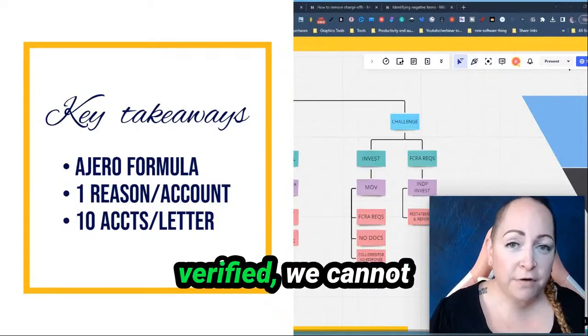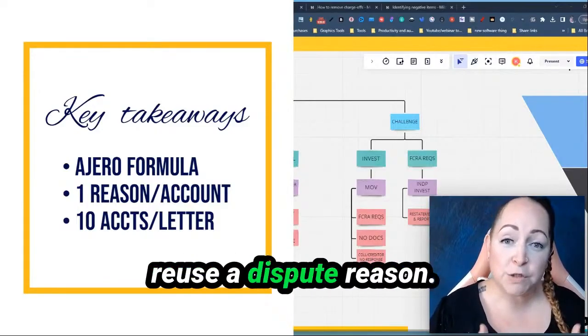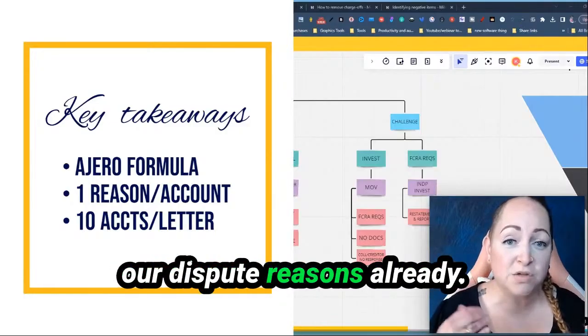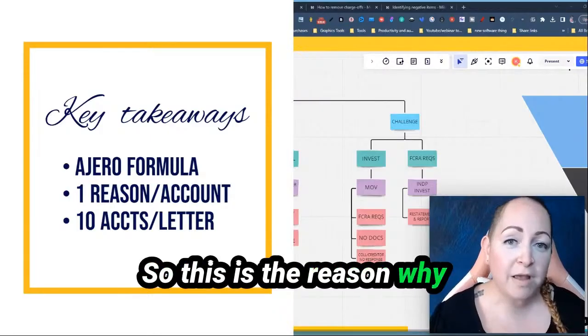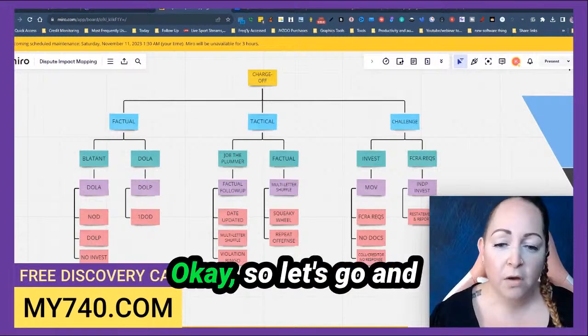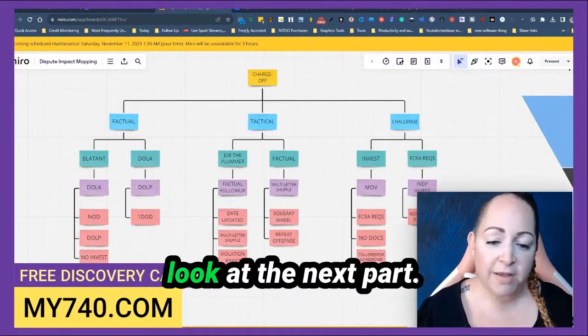If it comes back as verified, we cannot reuse a dispute reason. We're not going to get it removed because we used all our dispute reasons already. So this is the reason why we are limiting what we're saying on each dispute letter. Okay, so let's go and look at the next part.